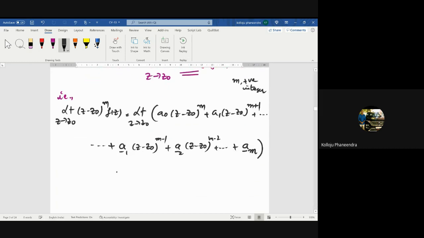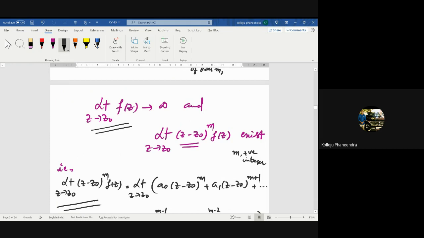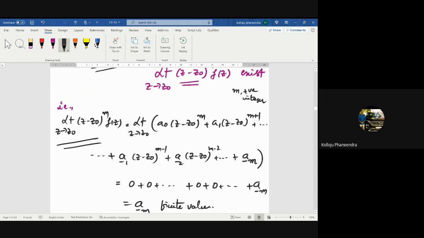If I apply the limit value, what is this? First term 0, second term 0, all are zeros. And what is the last one? Plus a minus m will be there, a minus m, a finite value. That means the limit value exists. This limit value exists, and when I take the limit directly for f of z, it definitely goes to infinity. This is the criteria to find a pole of order m.